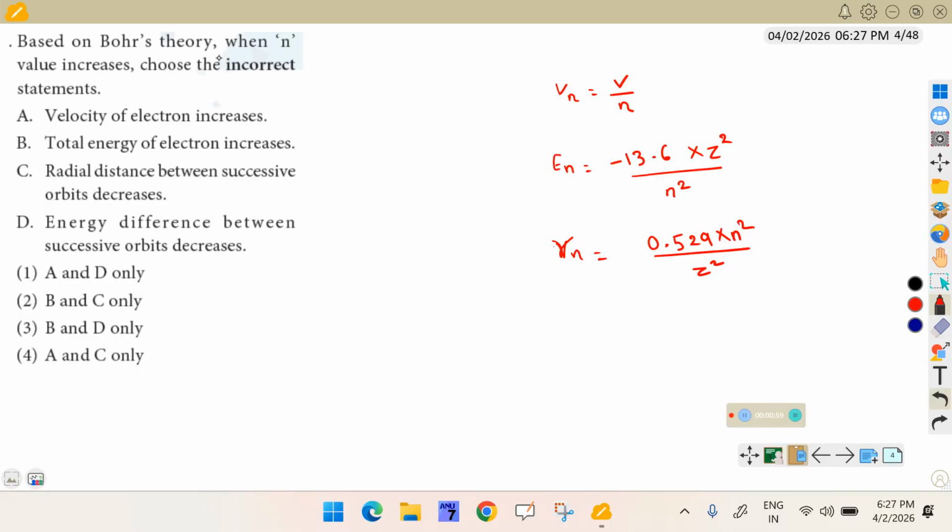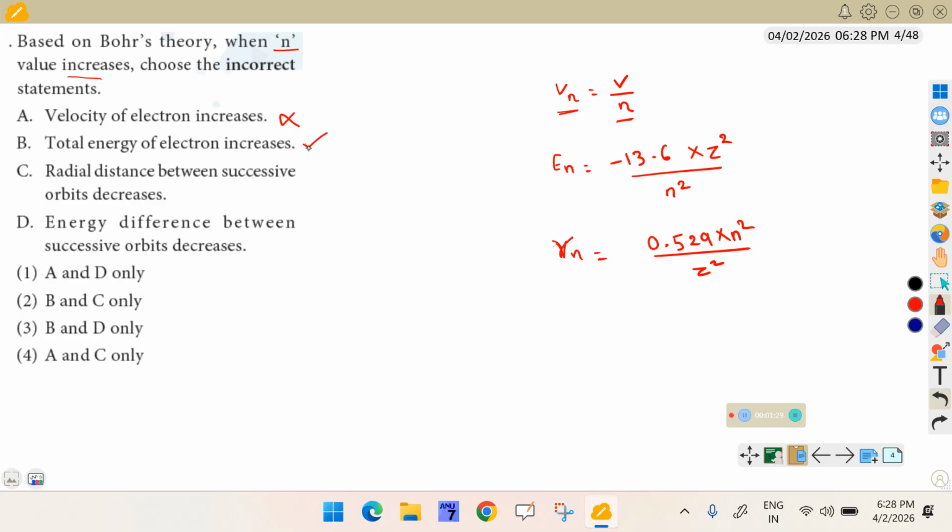Based on Bohr's theory, when the n value increases, choose the incorrect statement. Velocity of electrons increases. No. Why? Because the relation between velocity and orbit is inversely proportional. Incorrect statement, this is. Total energy of electrons increases. As the n value increases, the total energy of the electrons increases.